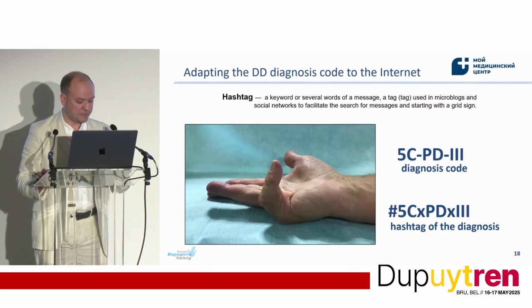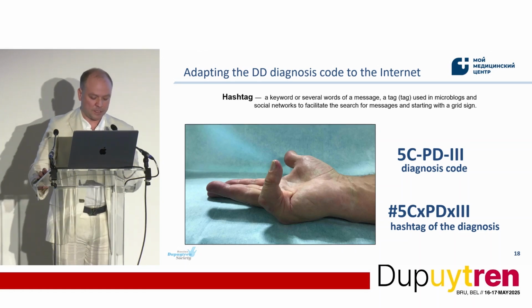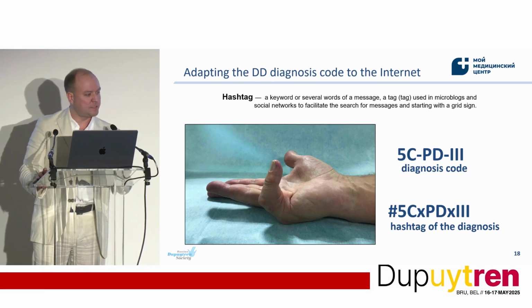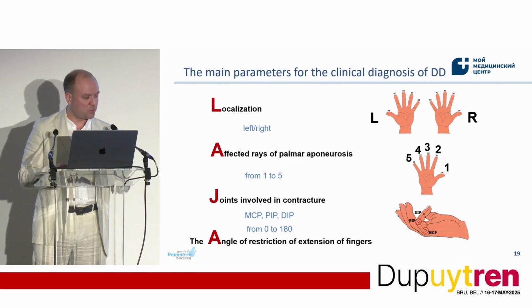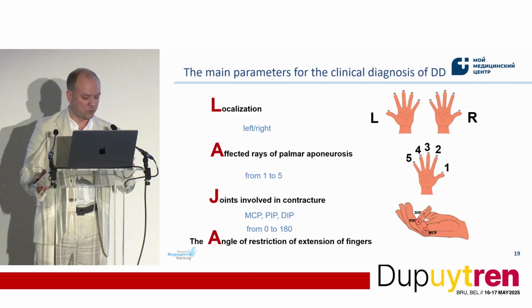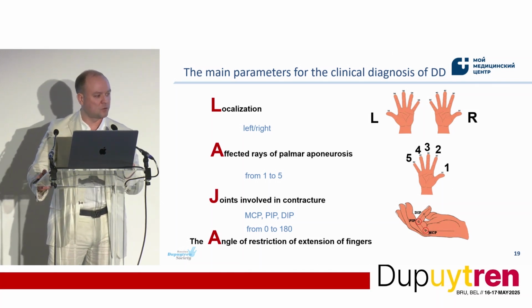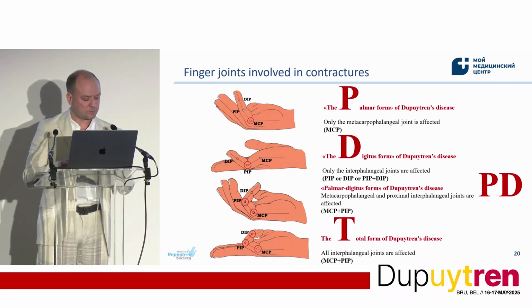Another goal we set ourselves was to encode the diagnosis of Dupuytren contracture in the form of a hashtag for use on the internet. What we encode: right or left hand, 1 to 5 chords affected, joint involved in the contracture, flexion angle according to Tubiana classification.